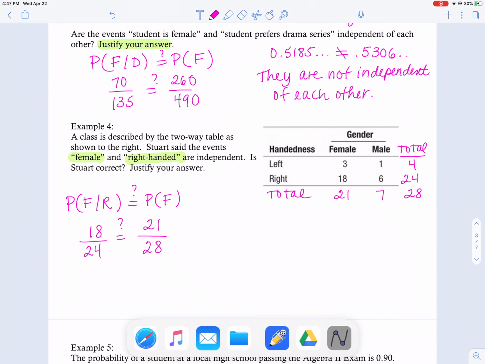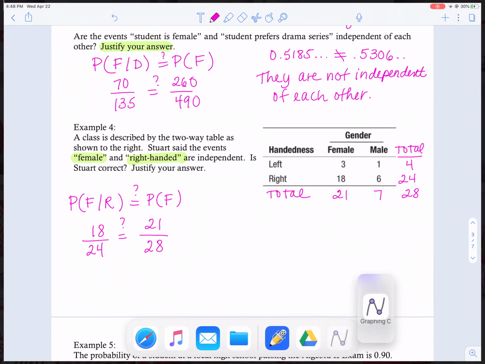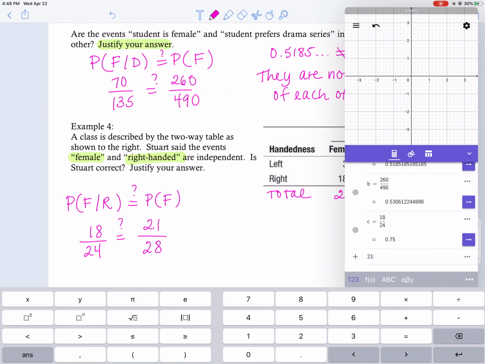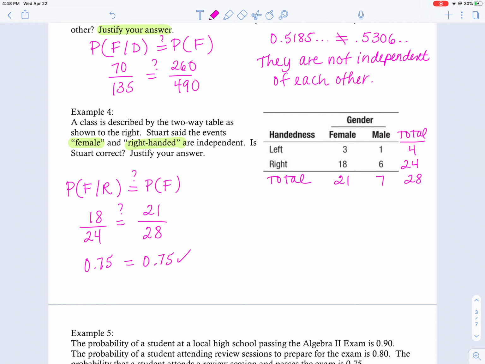Okay, so if I check this, I have 18 out of 24, 75%, and 21 out of 28, 75%. Okay, so here we go. If this is 0.75 and this is 0.75, guess what? Finally, yes, they are independent of each other. Why are they independent? Because the probabilities are equal to each other.